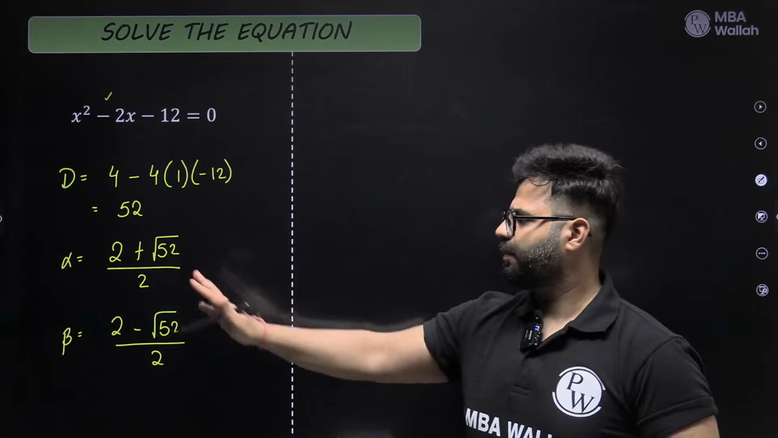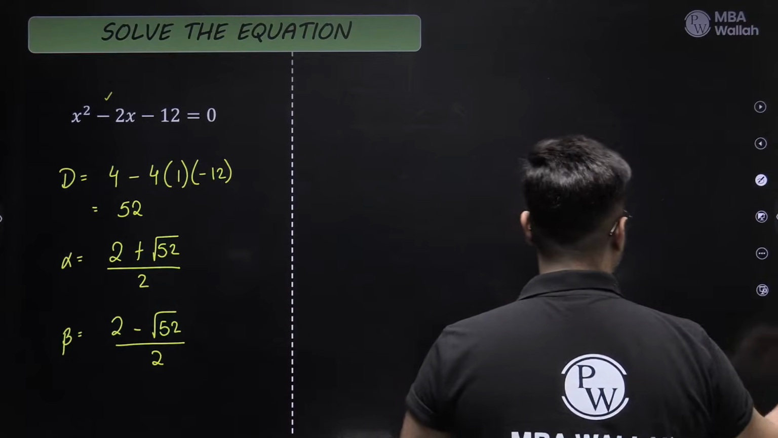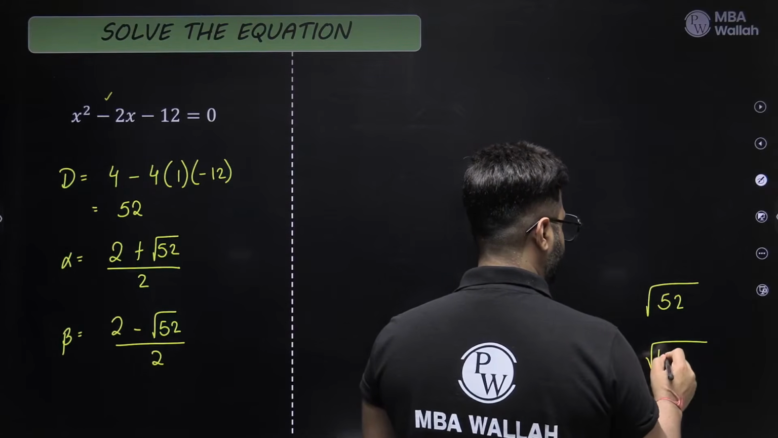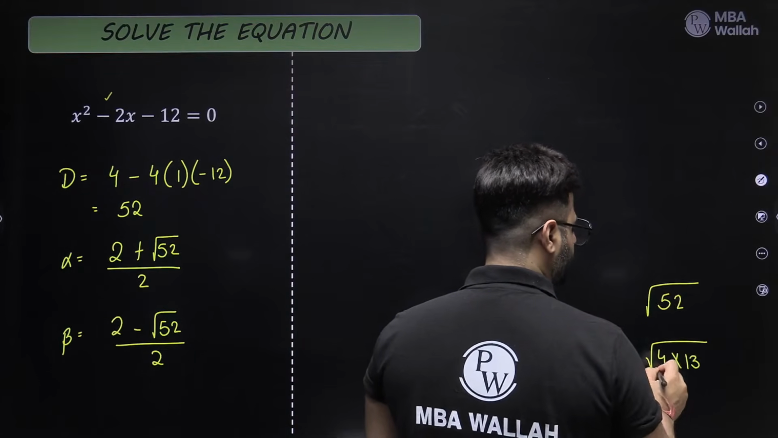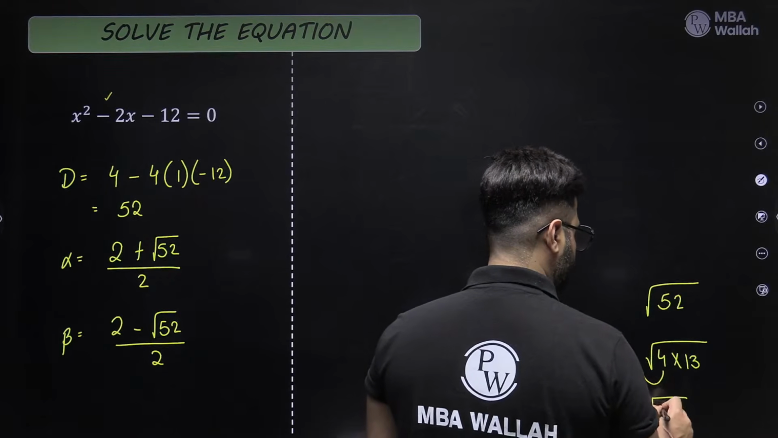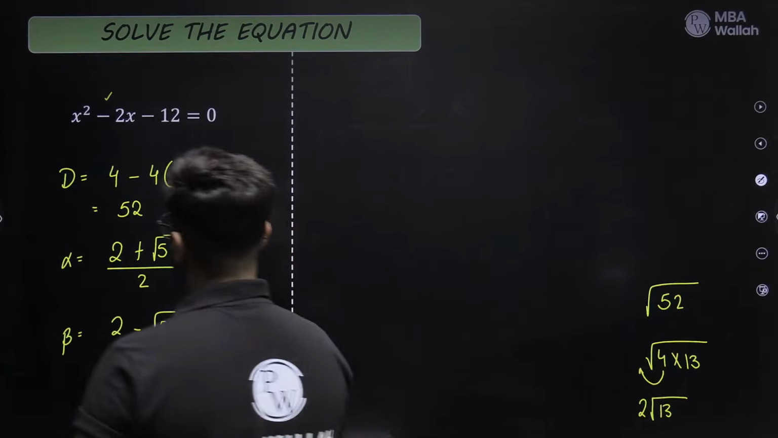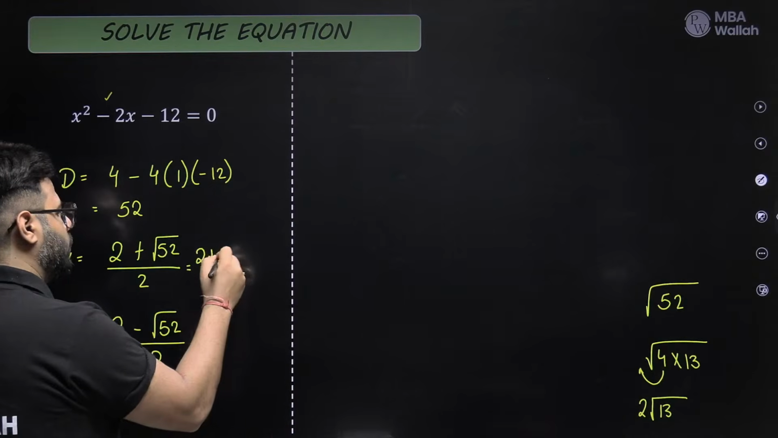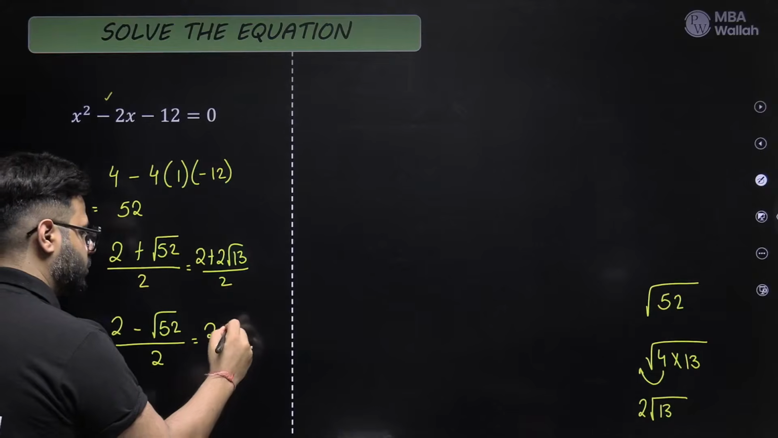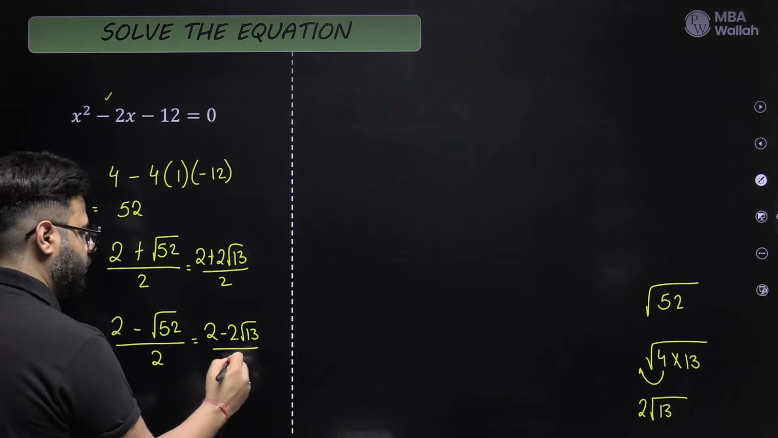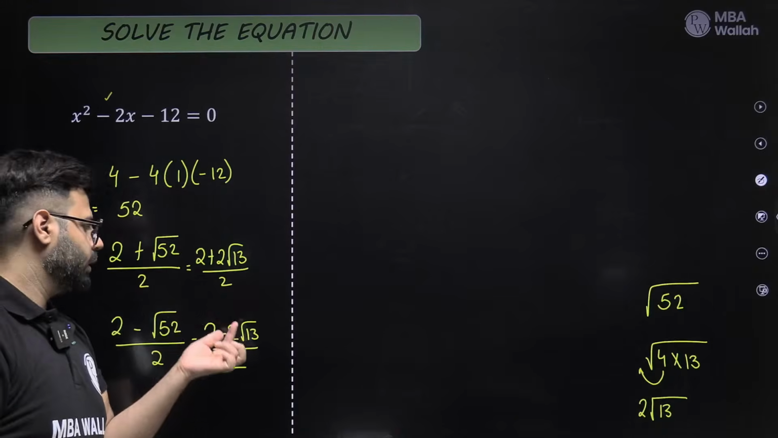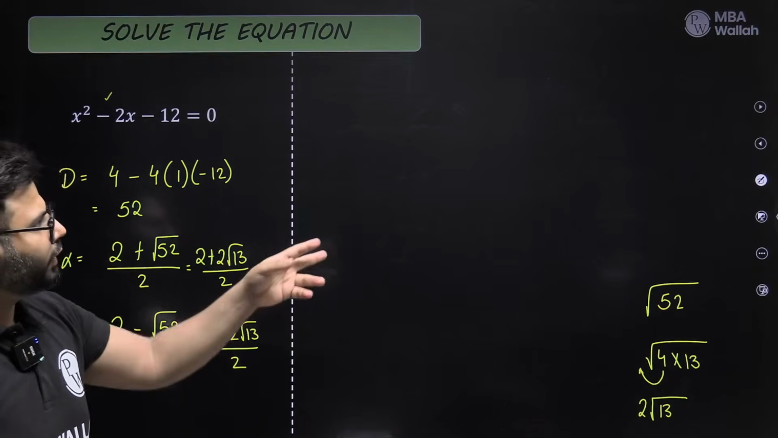Now a little faster. If you want, you can simplify this, right? 52. What is root 52? Can we factorize this? Yes, it is 4 into 13. 4 can come out, become 2, because 2 square is 4. So 2 root 13. So can I write this as 2 plus 2 root 13 by 2, and this one as 2 minus 2 root 13 by 2? Ultimately 2 will cancel and you'll get the answer as 1 plus root 13, 1 minus root 13. Perfect. Try this one, guys.